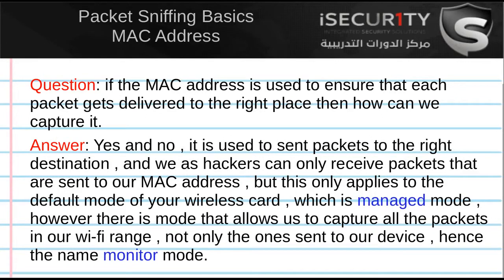So from the previous video, we know that MAC addresses are used so that they ensure each packet goes in the right direction. So it goes from the source to the destination MAC, which is specified in the packet. So if the MAC address is used to make sure that each packet gets delivered to the right person, how can we capture it? Because I said in the first video that we can sniff those packets, capture them, and read all the information that is in these packets.